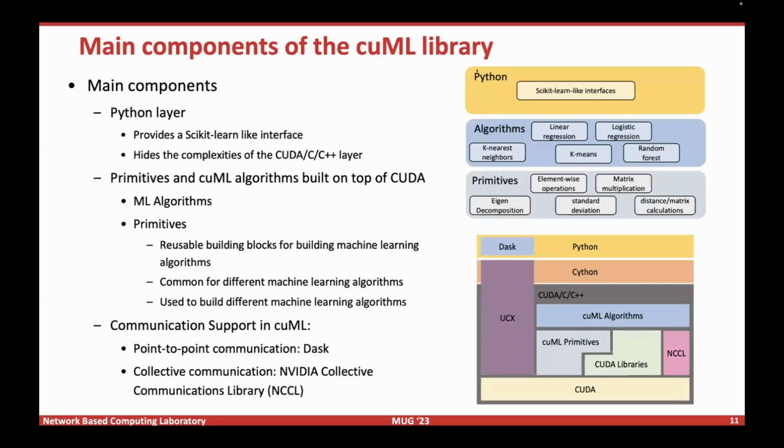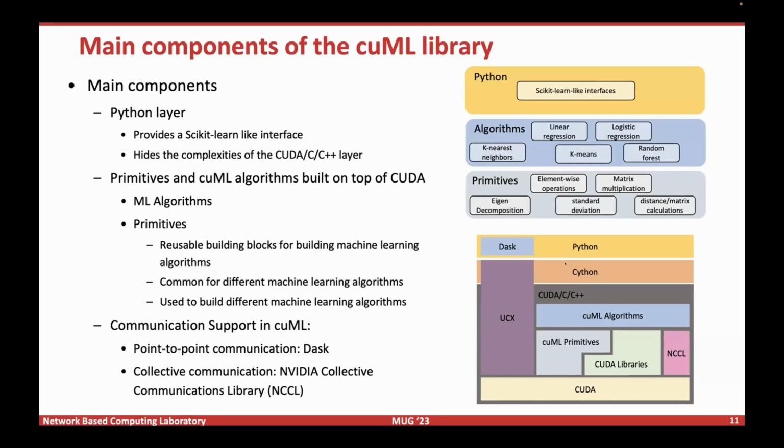So here are some of the main components of the cuML library. If you look at the top figure on the right-hand side, at the top we have the Python layer. The developers of cuML have put in significant effort on making sure that the API is still the same as scikit-learn. They have implemented a few algorithms like linear regression and logistic regression, and there are also a bunch of primitives available. So the idea here is that if your favorite machine learning algorithm is not available in cuML, you could still make use of these primitives and implement these algorithms yourself.